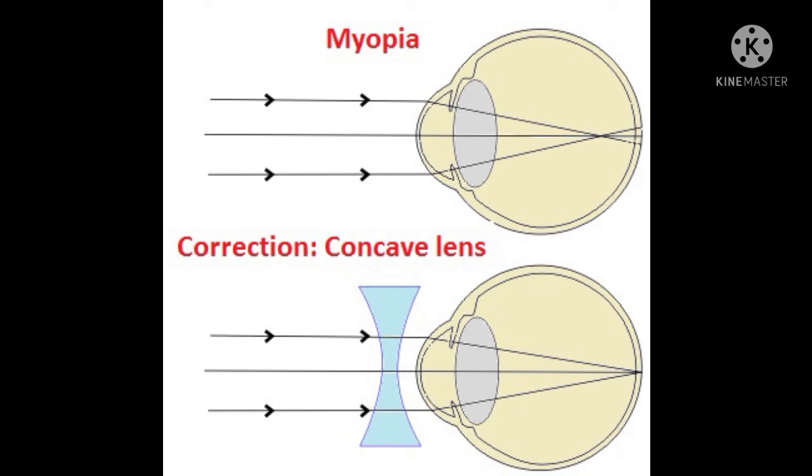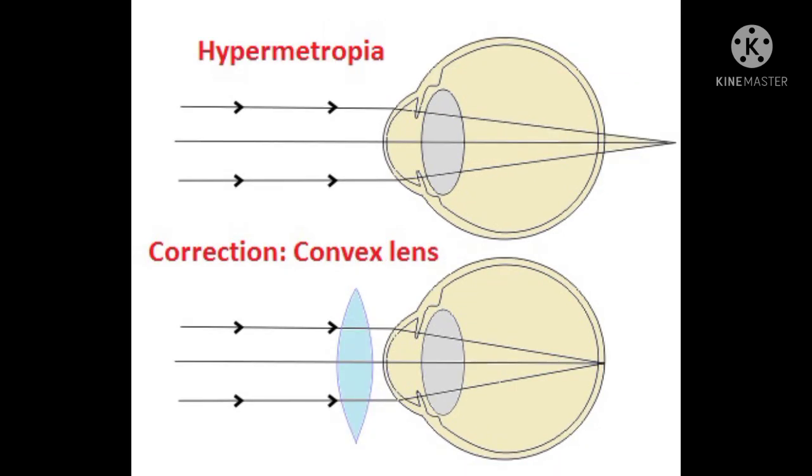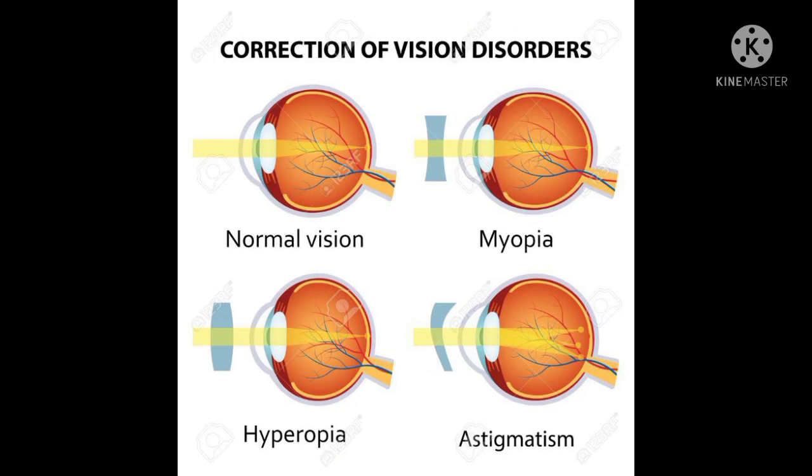These 4 kinds of defects can be corrected by using some lenses. Myopia is corrected using a concave lens, hypermetropia is corrected using a convex lens, presbyopia is corrected using eyeglasses, and astigmatism is corrected using a cylindrical lens.